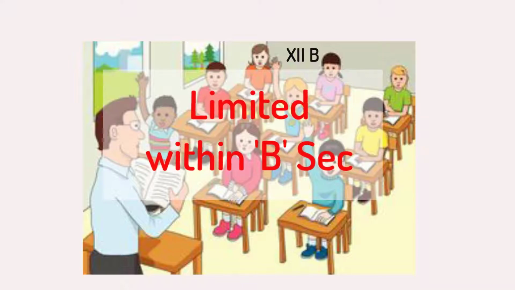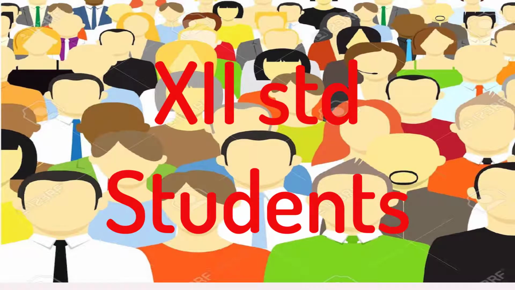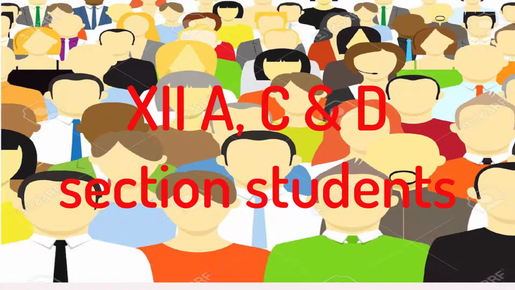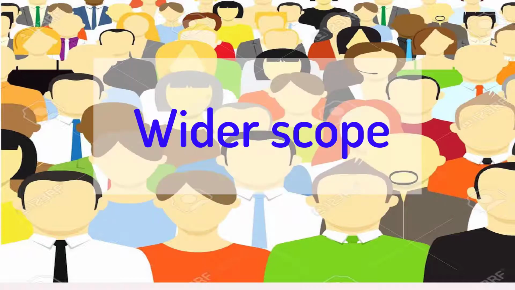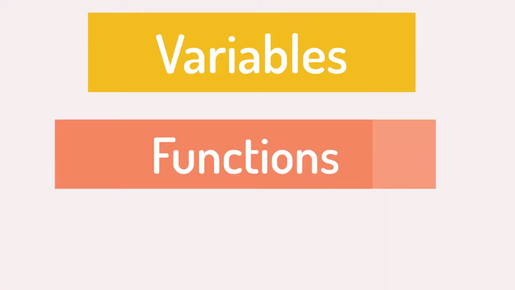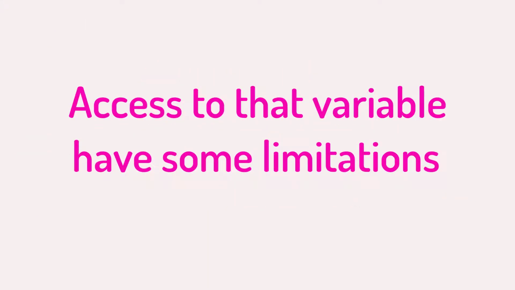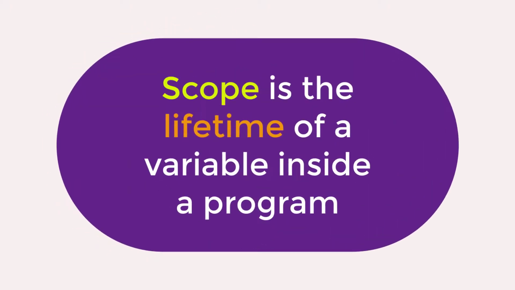Now let's imagine a meeting is organized for 12th standard students. Now this student is allowed to mingle with A, C and D section students. Here, that student has a wider scope and is considered a 12th student. Here, sections will not be considered. The same concept applies to variables, functions and parameters inside a single program. Even though we are using a variable, function and parameter in the same program, access to that variable has some limitation. So we can say that scope is the lifetime of a variable inside a program.